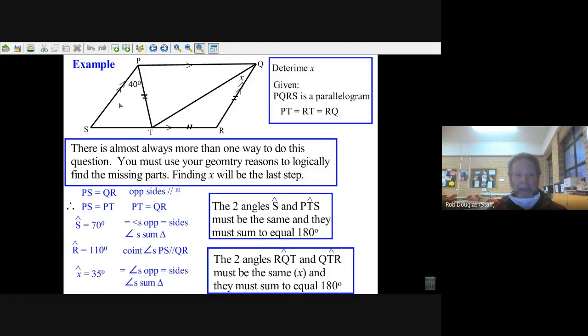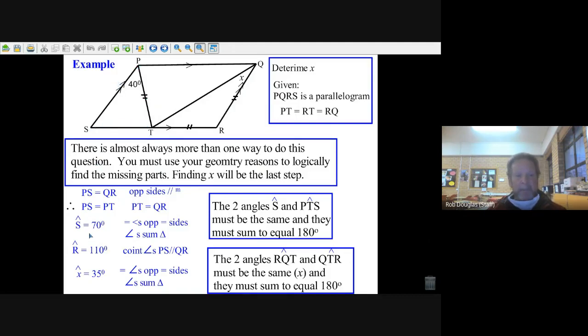Now that you know that PS is equal to PT, you can get at this angle here. The angle at S and the angle PTS have got to be exactly the same, because the sides are the same. And all three of these angles have to add up to 180 degrees. That's why S has to be 70 degrees, because the angles in a triangle add up to 180. So you take 180 away the 40, you're left with 140, and then you divide it by 2. So both of those angles, PTS and S, must be 70.